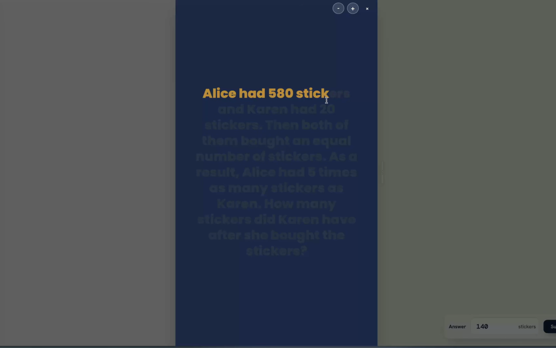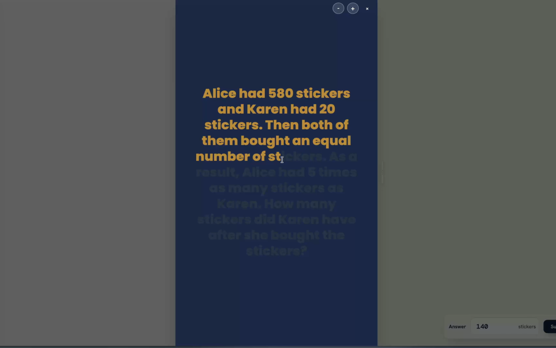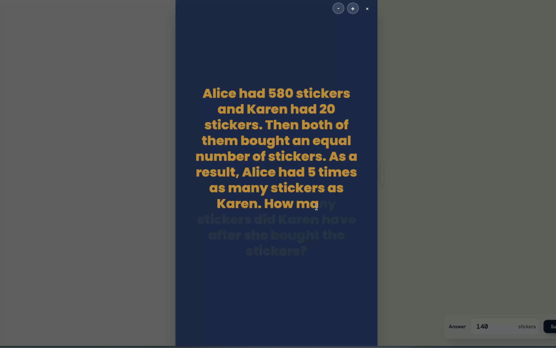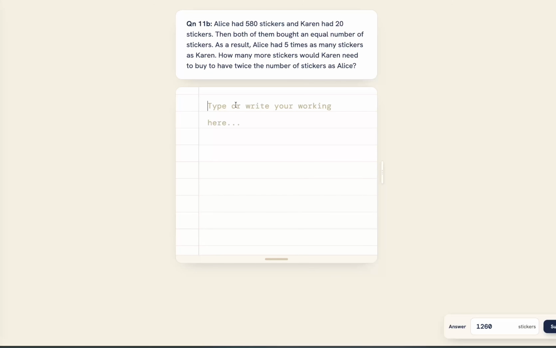Question 11a. Alice had 580 stickers and Karen had 20 stickers. Then both of them bought an equal number of stickers. As a result, Alice had 5 times as many stickers as Karen. How many stickers did Karen have after she bought the stickers? Okay, so this is what we call a constant difference concept. What do I mean by that? For example, if we have Alice, and then we have Karen, and then we have the difference.